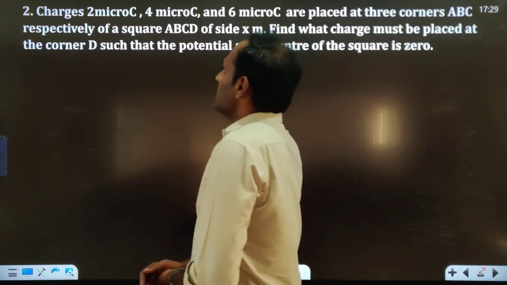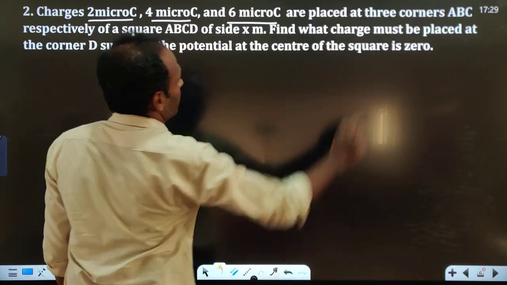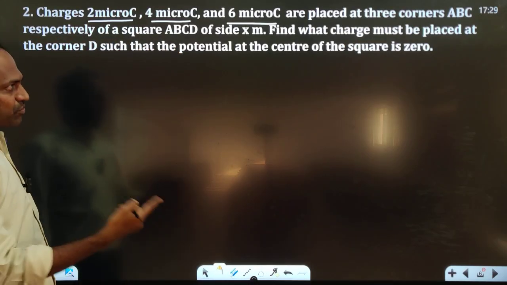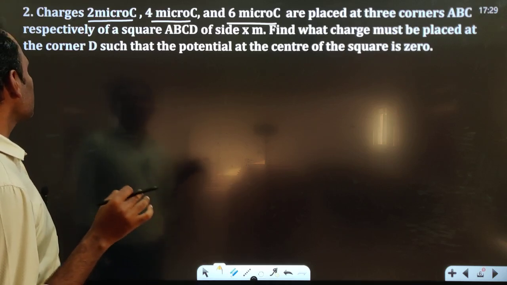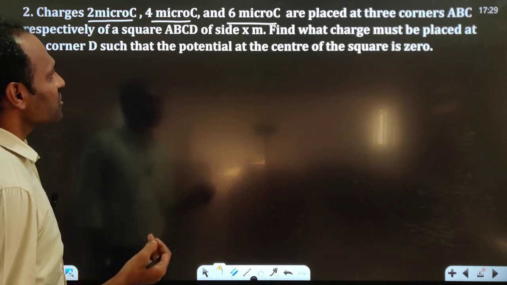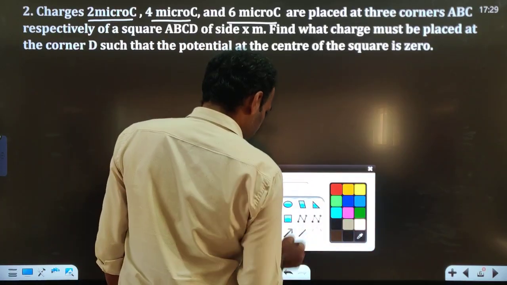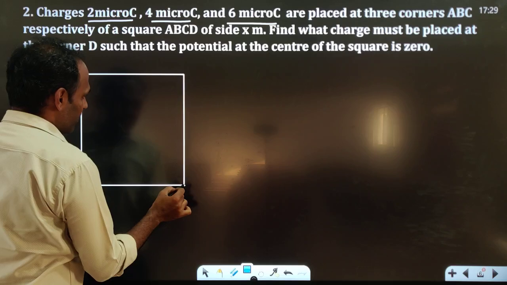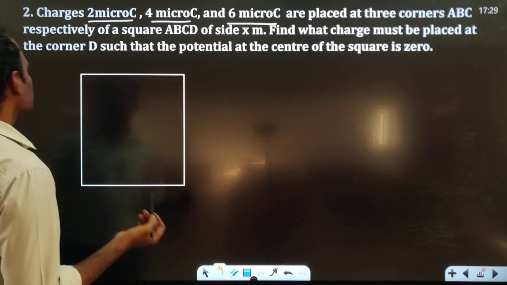Next question is, charges 2 microcoulomb, 4 microcoulomb and 6 microcoulomb are placed at three corners A, B, C respectively of a square ABCD of side x meter. Find what charge must be placed at the corner D such that the potential at the center of the square is 0. Okay, so it is a square now. For the detailed solution, if you want, the video links are in the description; even these numericals, I have already solved them. You can check it there.